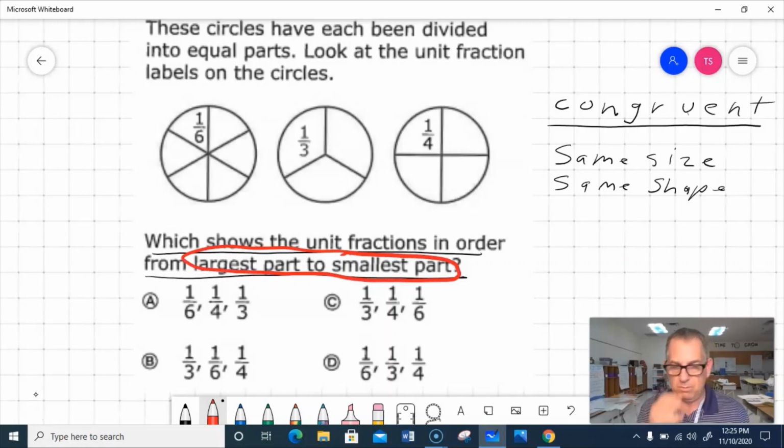So a lot of times when we're comparing stuff or ordering stuff, sometimes they'll ask us to do it from least to greatest or from greatest to least. On this one, we're trying to find the largest part all the way down to the smallest part.